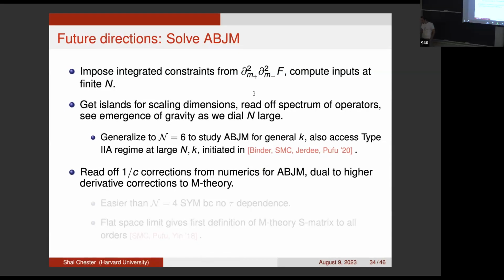Another practical thing which might be a little bit easier would be to read off 1/N rank corrections from the numerics for the stress tensor correlator in ABJM. Because if you could read off these corrections, this is dual in gravity to higher derivative corrections to M theory. And in some sense, this is the definition of M theory.